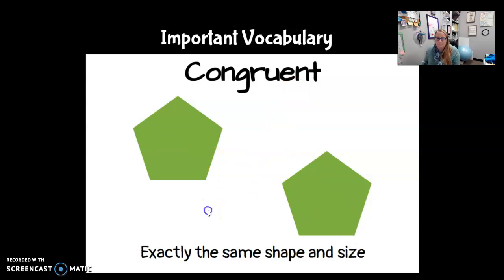All right, that's our vocabulary. Let's get started with our next activity.